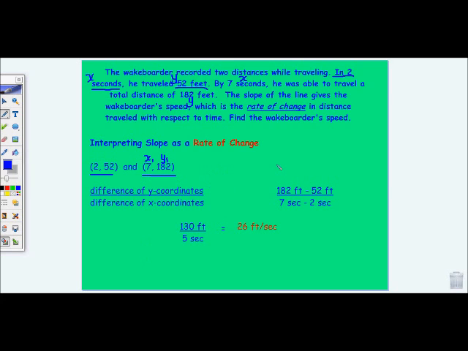If he's traveling, you know that it's going to be a positive change. It didn't say he was traveling backwards, so we're going to have a positive change here, or a positive slope. So that's how you could use it with rate of change when you're just given a story problem. And that finishes off 8.4 with slope of a line.